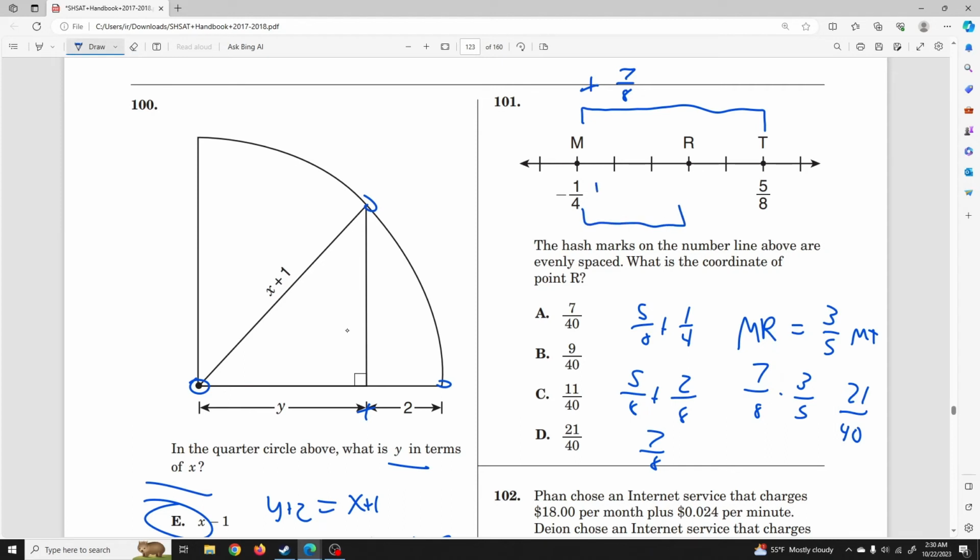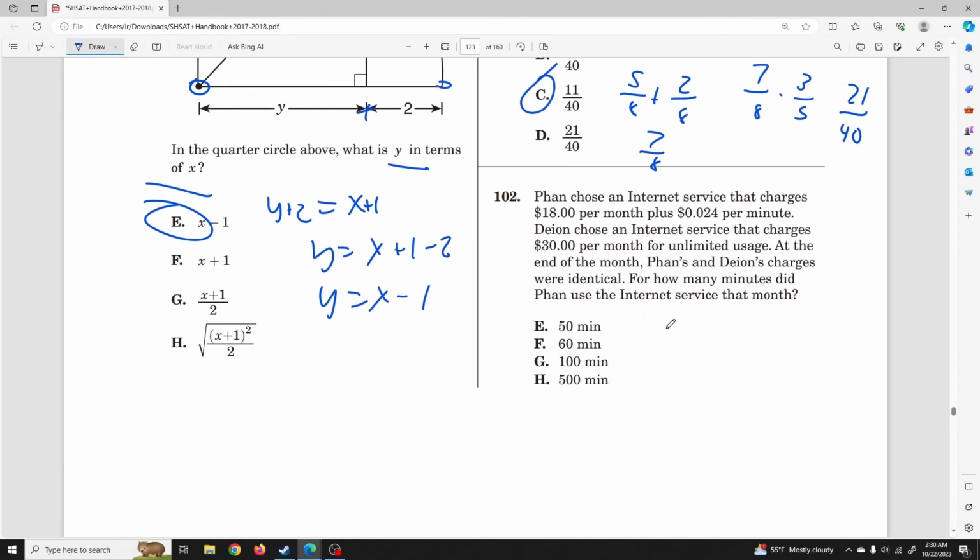In order to find point R, I'm just going to add 21 over 40 to negative 4 over 1, right? So here we have negative 160 over 40 plus 21 over 40. We get 11 over 40, positive 11 over 40, which is choice C. That's it. Moving on to number 102.